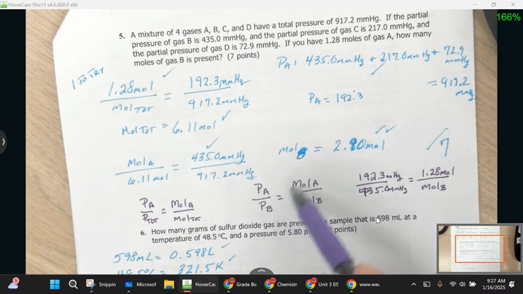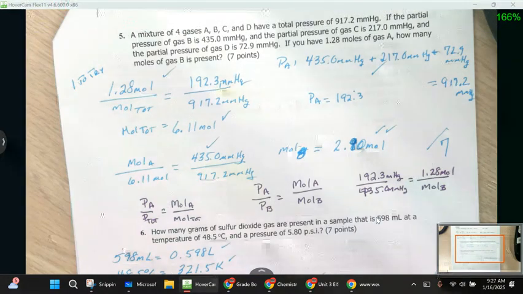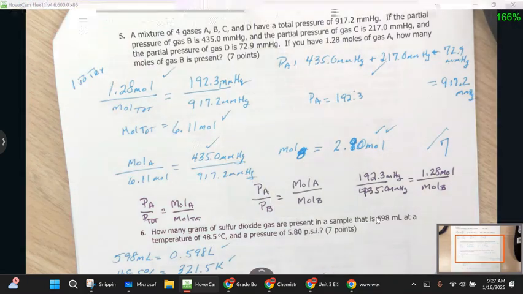Because all this is a ratio. And in this mixture of gases, the pressure of any gas compared to another will be equal to the ratio of the moles of that gas to the moles of the other. Could have done it that way if you had wanted to. Okay? All right.